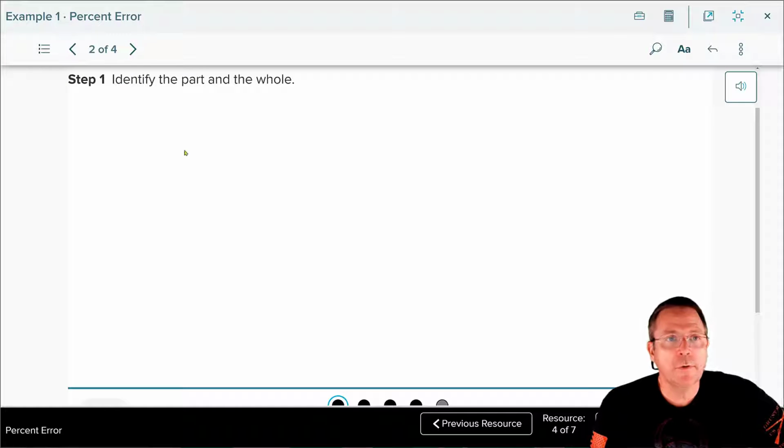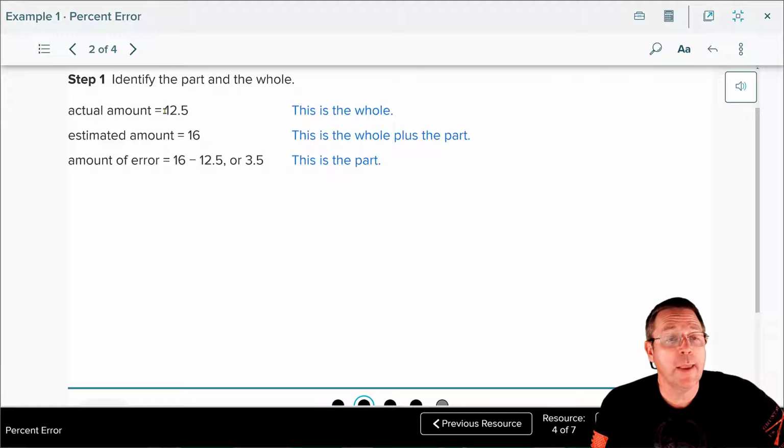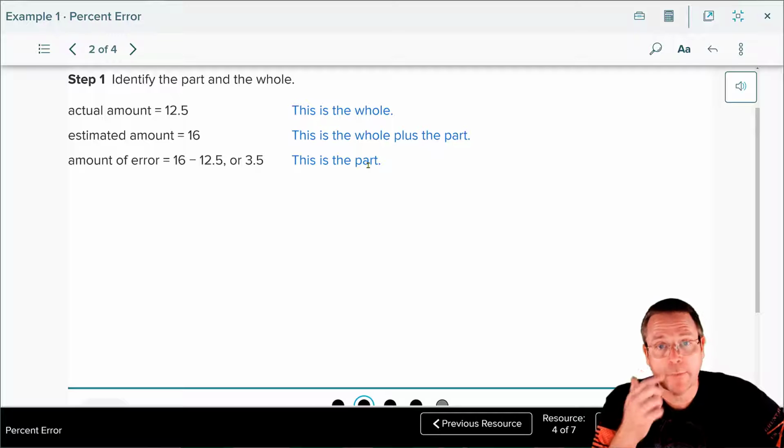First off, we want to identify the part and the whole on these. When you look at it, the actual amount was 12.5. The estimated amount was 16. The actual amount is going to be the whole. That's how much time you actually spent on it. The estimate is going to be the whole plus the part. And then the difference is going to be 16 minus 12.5, which is 3.5. That's going to be the part.